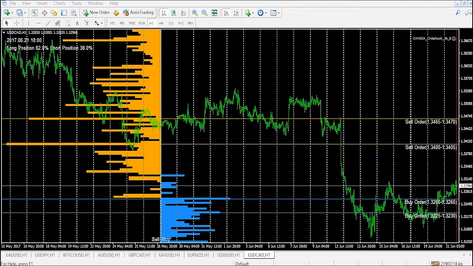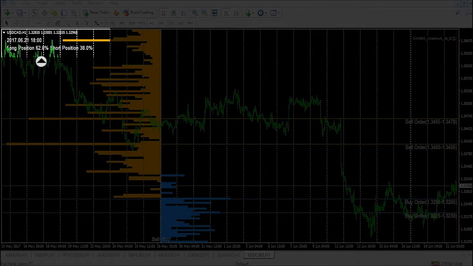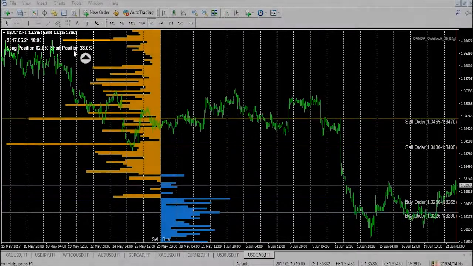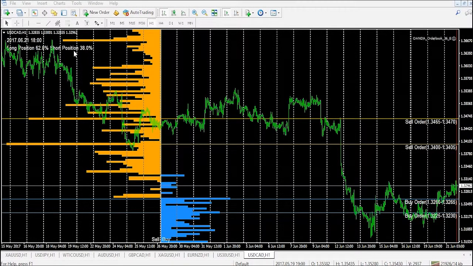In the top left-hand corner of the chart, OANDA's MT4 Open Order Indicator displays the percentage of traders who are long versus short. In our example, retail sentiment is currently long on Dollar Canada because 62% of traders are long and 38% of traders are short. This information is significant because it reveals current retail sentiment is already long and it's possible the trend will continue. In this case, traders should avoid placing new buy orders and look for sell opportunities instead.